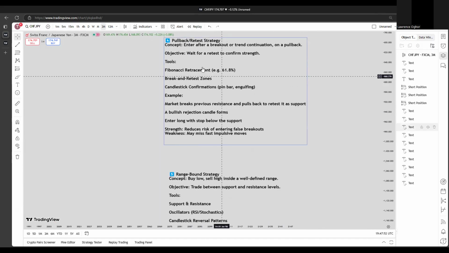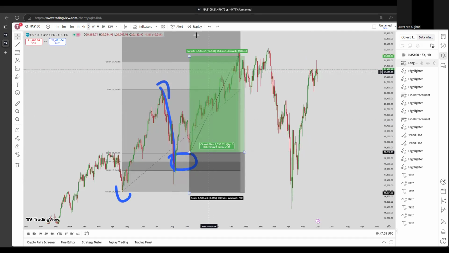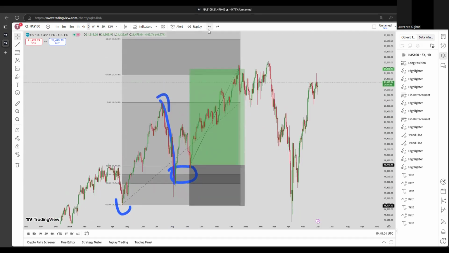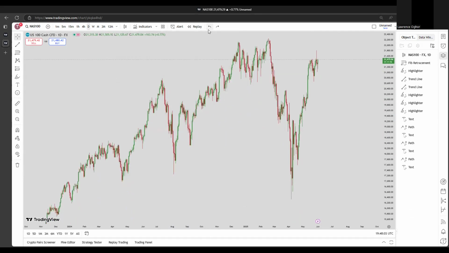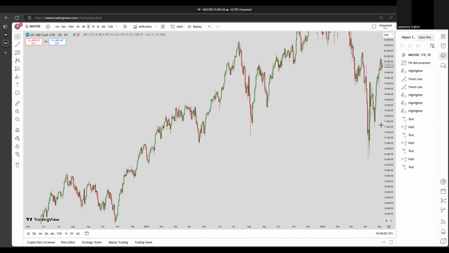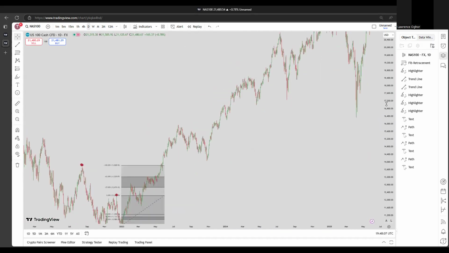So we've been able to talk about the Q2. Now let's talk about break and retest zone. Let's talk about candlestick confirmation. We've talked about candlestick confirmations before. Now we're going to try and do something again with candlestick confirmation in a break and retest strategy.